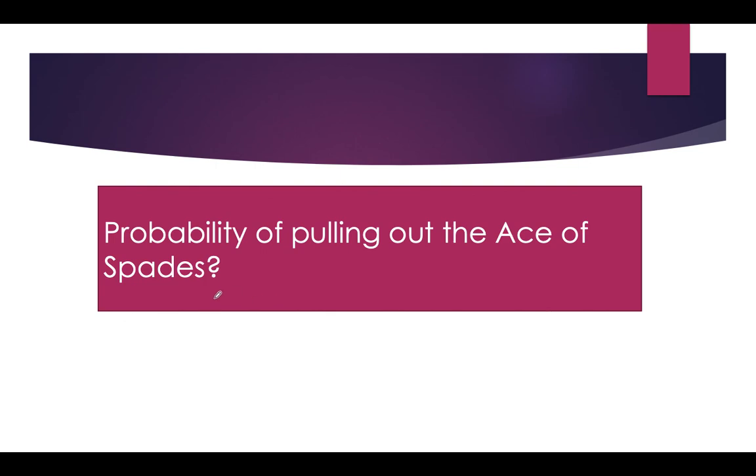If I'm only interested in the ace of spades, so there's 4 aces in a deck, but 3 of them are clubs, diamonds, and hearts, and I'm only interested in the ace of spades, that is only 1 card. But there are still 52 cards in the deck, so we can't simplify that. That is going to be the probability of pulling the ace of spades.